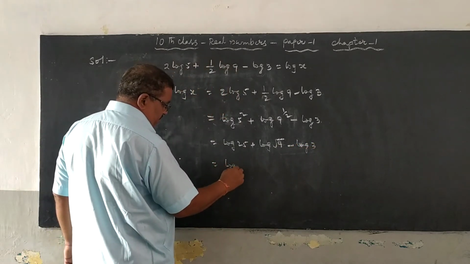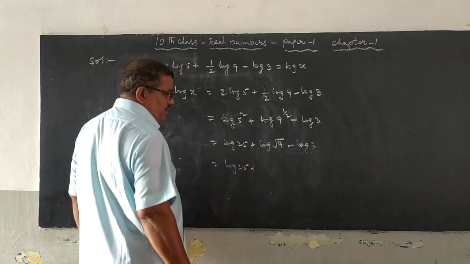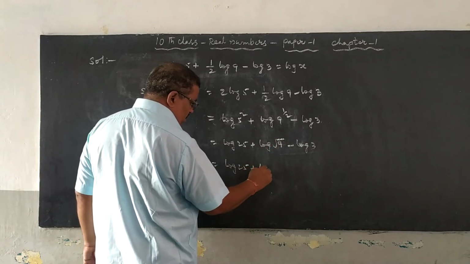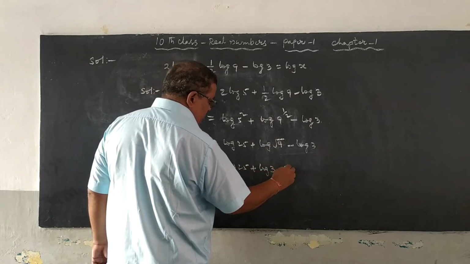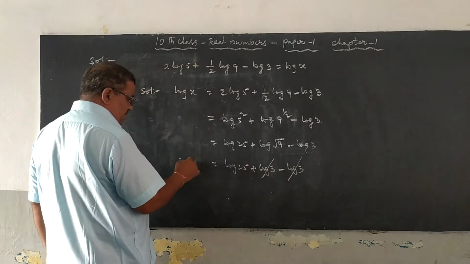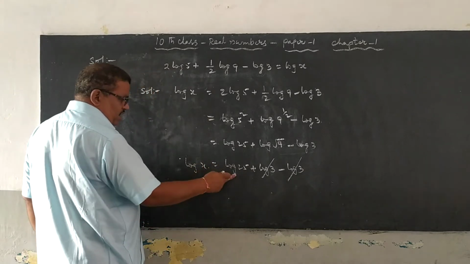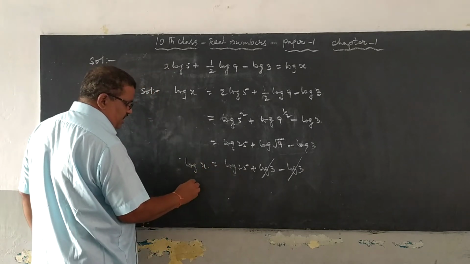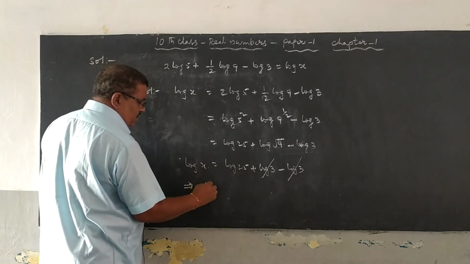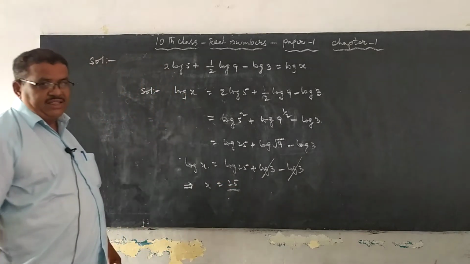Log 25, log root 9 is nothing but log 3. It can be written as 3 square, square and square roots are cancelled. So log 3 minus log 3. Minus log 3 plus log 3 are cancelled. So log x is equal to log 25. Logs are equal, no need to do cancellation. Both are equal, log and log are equal. So that implies x is equal to 25. This is the value of x.